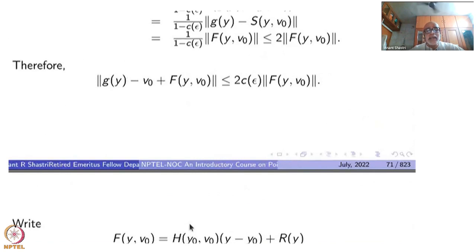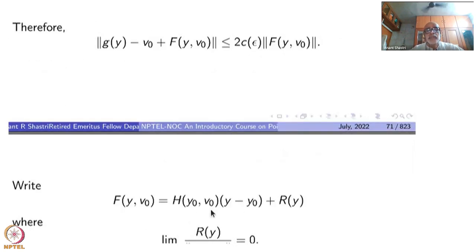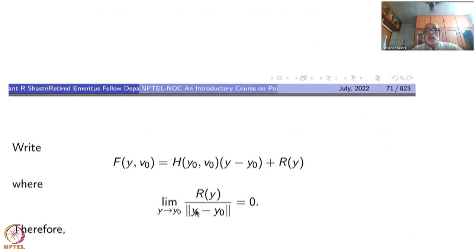Okay, so let us write F of Y V naught as H of Y naught V naught operating upon Y minus Y naught, plus the remainder. Why can we write it as this? Because this is the derivative of F with respect to the Y coordinate. V naught is fixed here. Okay, Y minus Y naught I am taking because it's the derivative with respect to the Y coordinate here. So RY is the remainder after our first term. This has the property that the norm of RY divided by the norm of Y minus Y naught tends to 0 as Y tends to Y naught. Okay. So I am using the increment theorem here.